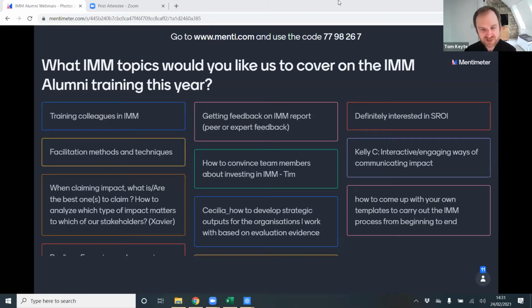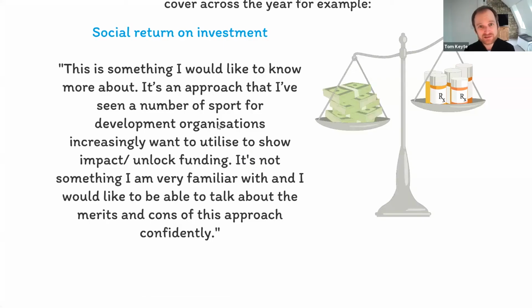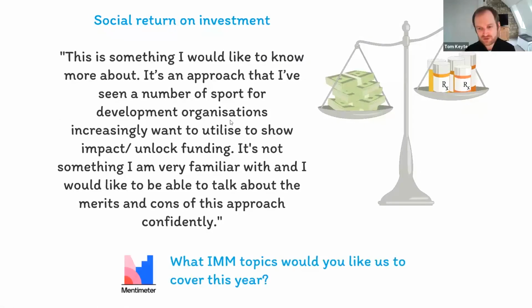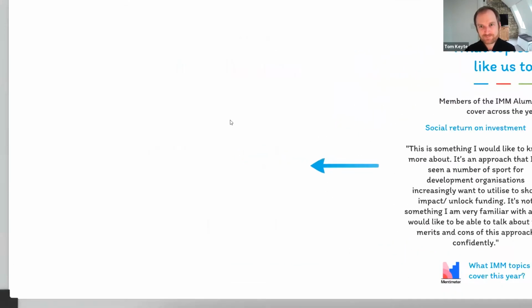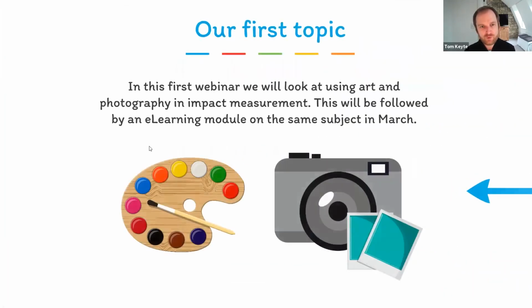We'll come now back into the presentation. I was just checking the chat, and I think it's all very nice introductions, so nothing there for me before we continue. Today's topic, we couldn't really vote on it, we just needed to come up with a topic. This topic has been requested a few times, so we thought it'd be a good one to cover. We're going to look at using art and photography in impact measurement. And again, this is going to be followed by an e-learning module on the same subject in March.